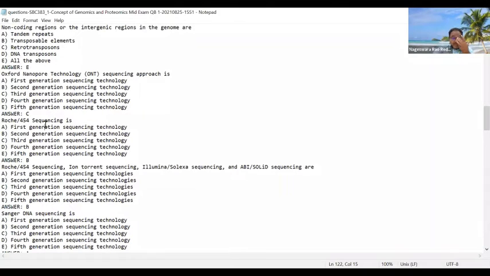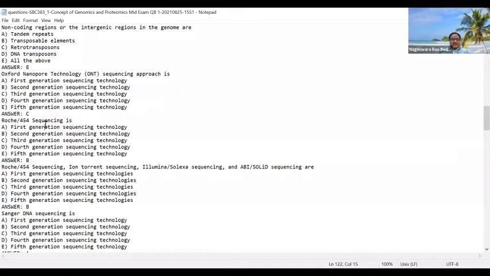Roche 454 sequencing is first, second, third, fourth, or fifth? Gopi Krishna. Second generation. Yes. Roche 454 sequencing is second generation sequencing technology. Okay.